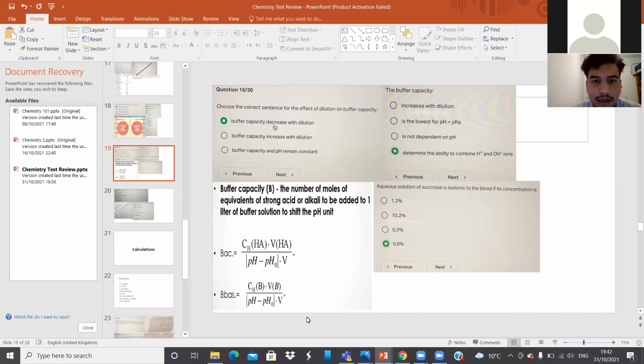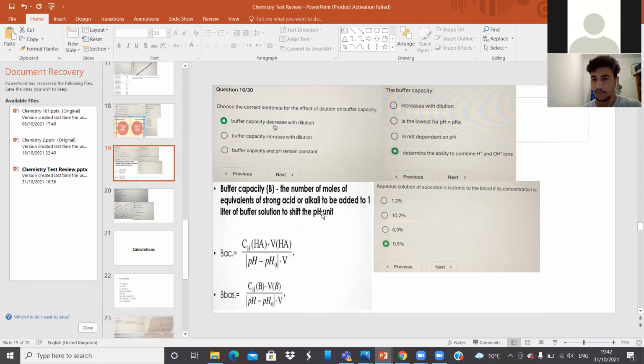Right. So again, we're talking about the question in the top left corner, and it says choose the correct statement for the effect of dilution on buffer capacity. So we have the formula for buffer capacity: the difference in number of moles divided by the difference in pH. Okay, so you have a solution, and then you dilute it.